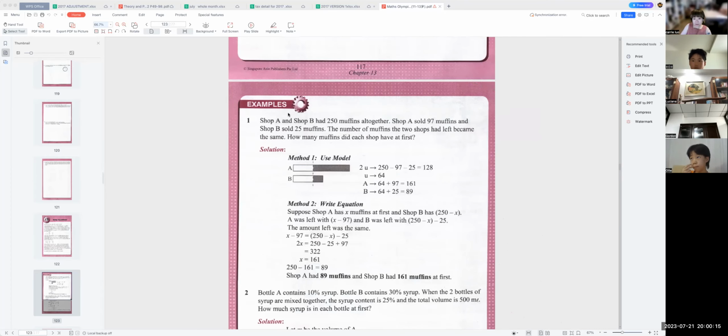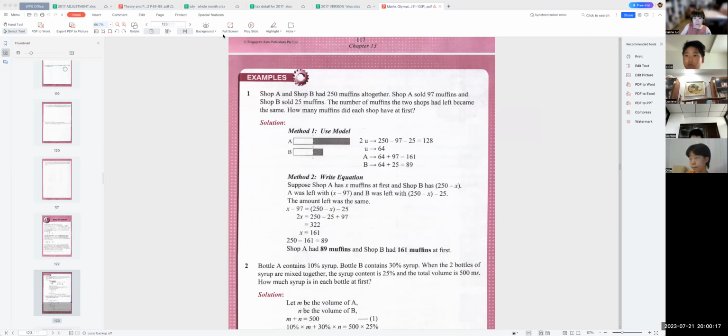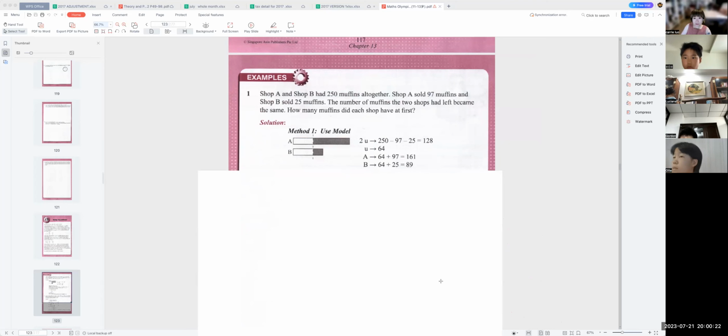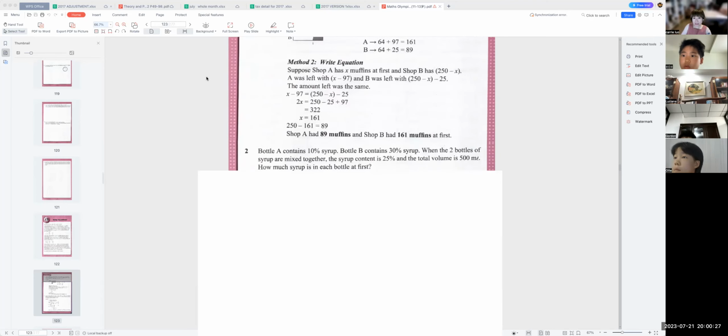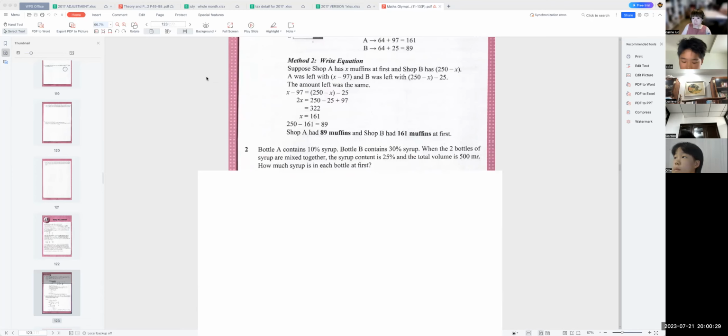Okay, so boys and girls, let's take a look at the next one. Okay, so the next one is a little bit hard. So don't be scared. We're going to read the question carefully, then do the question. Bottle A contains 10% syrup. Bottle B contains 30% syrup. When two bottles of syrup are mixed together, the syrup content is 25% and the total volume is 500 milliliters. How much syrup is in each bottle at first?